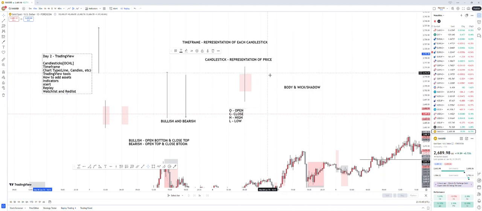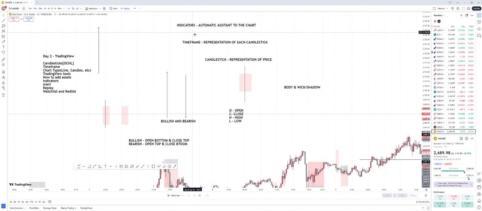So the next thing we're going to talk about is indicators. Do you get it? So indicators are basically automatic assistants to the chart. What this basically means is that indicators automatically do things for you. Do you understand? They do things for you in the market.